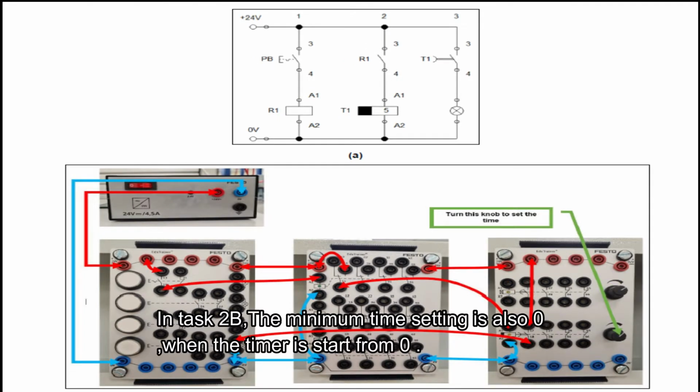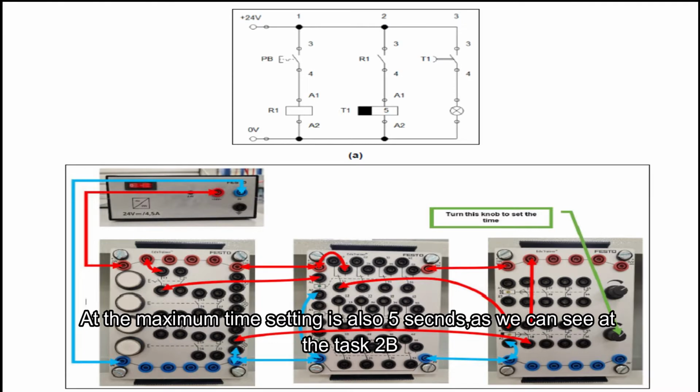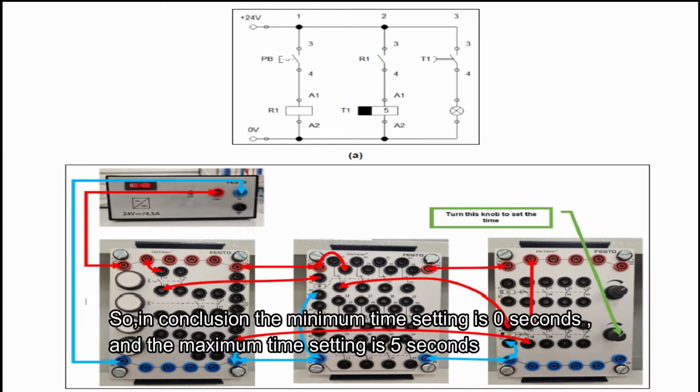In task 2B, the minimum time setting is also 0 when the timer starts from 0. The maximum time setting is also 5 seconds, as we can see at task 2B. So, in conclusion, the minimum timer setting is 0 seconds and the maximum timer setting is 5 seconds.